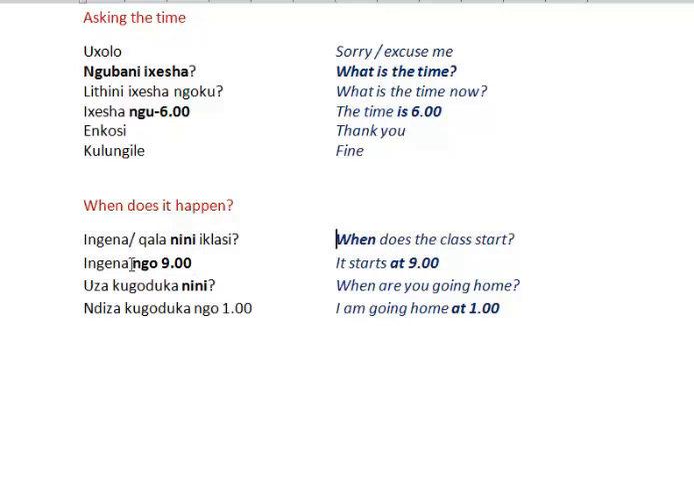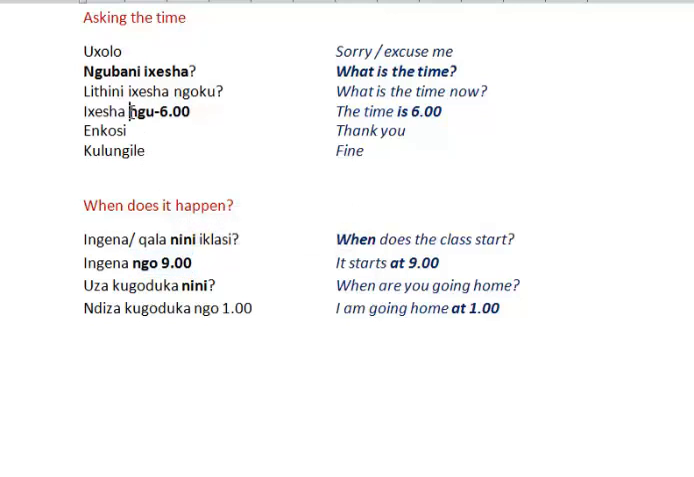Ingena or iqala ngo 9. Iqala ngo 9. Uza kugoduka nini, and when are you going home? Ndiza kugoduka ngo 10. This illustrates the difference between ngu 6 and ngo 9, or ngo 6 for that matter.